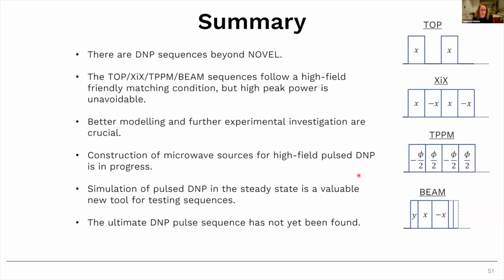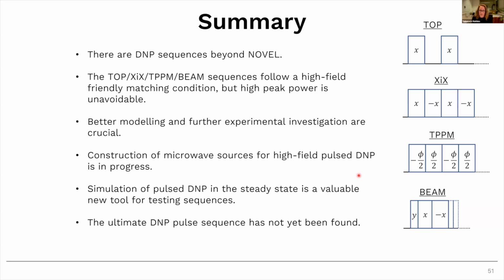Okay, so this brings me to my summary. There are DNP sequences beyond NOVEL. Actually there are probably many more out there, but a family that we have now thoroughly investigated, that's now established, is the family of XiX, TPPM, and BEAM, which all follow this high field friendly matching condition, which is not to say that high peak power will still be necessary in order to get pulse DNP to work.